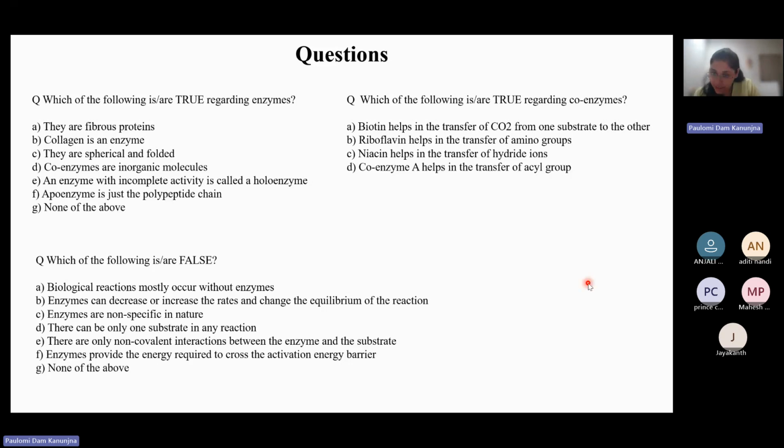So first you try to answer and then I'll give the answer. Let me know which one you are answering for. So maybe we'll go like this: this is the first question, this is the second, and this is the third. Let me know which one you are answering for. I'm guessing the C and the F are for the first question. Okay, so I think the first question is there. Okay, let's do the second one, which is about coenzymes, and the third one, which is about statements in general which are false.